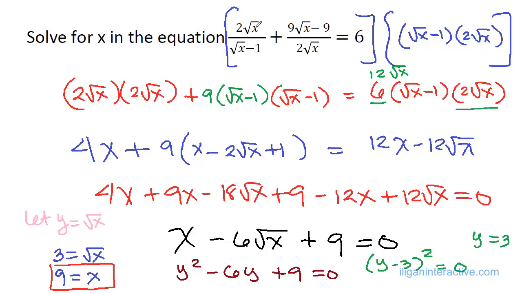2 times square root of 9, so that's a 3. So the top will be 6, the bottom will be square root of 9, which is 3, minus 1, that's 2, plus square root of x here, that's 9 times 3, 27, minus 9, that's 18, over 2 times 3, that's a 6. What is that? 3 plus 3 equals 6. Yeah, indeed, that's equal to 6. Thank you.